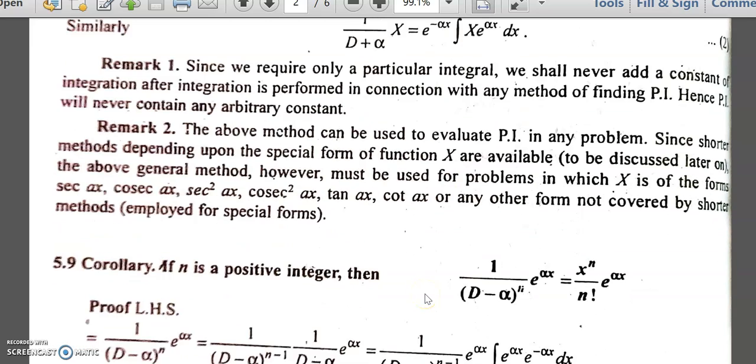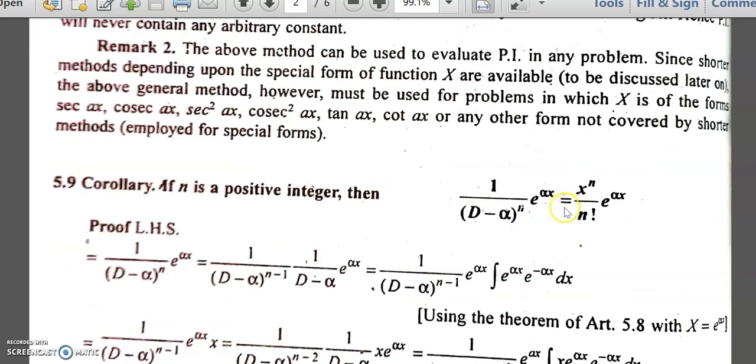Here is a corollary: suppose x is e to the power alpha x, and f of d is d minus alpha whole to the power n. So what is the formula? The particular integral of 1 by d minus alpha whole to the power n operating over e to the power alpha x equals x to the power n by n factorial e to the power alpha x. Remember it.